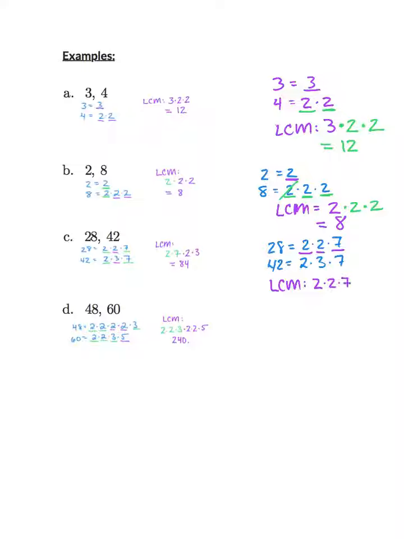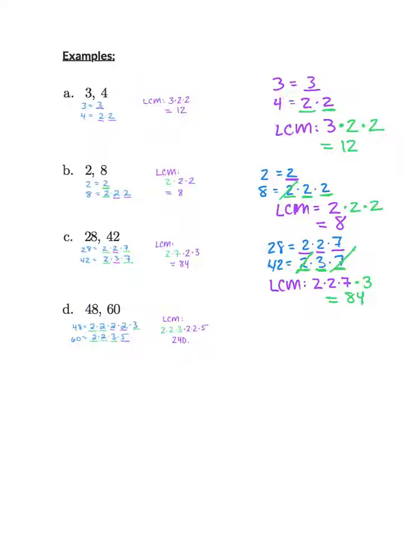For the second number, do we have a 2 in the LCM? Yes, so we don't need it. Do we have a 3 in the LCM? Not yet. Let's go ahead and put that in there. And finally, do we have a 7 in the LCM? Yes, so we do not need to repeat the 7. We get 2 times 2 times 7 times 3. If you multiply this out, you will get 84.